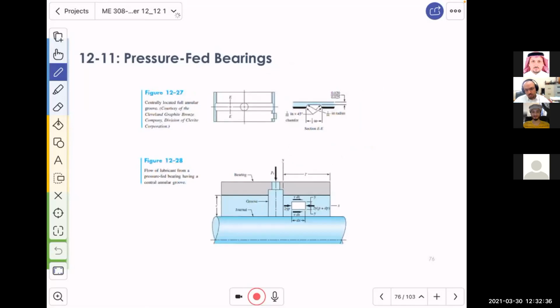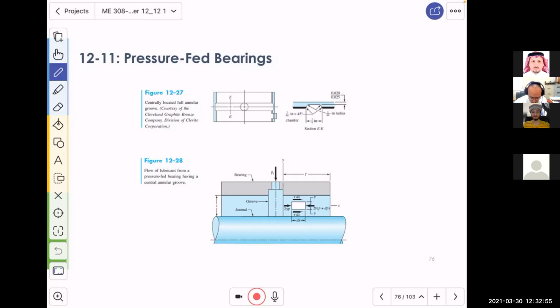how is this going to change the calculation? What we did before, just a minute ago, can apply to a pressure fed bearing. So how is that going to change?